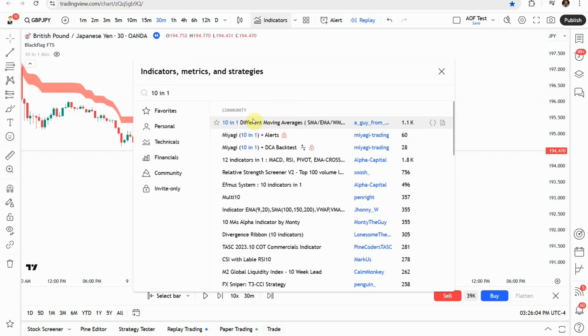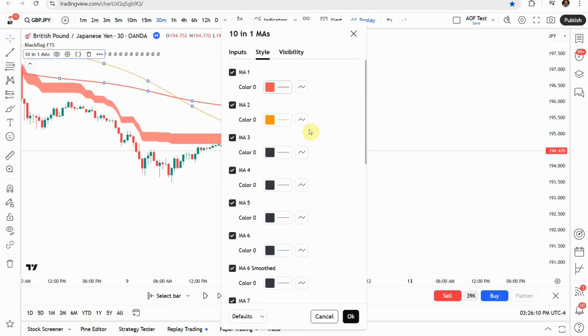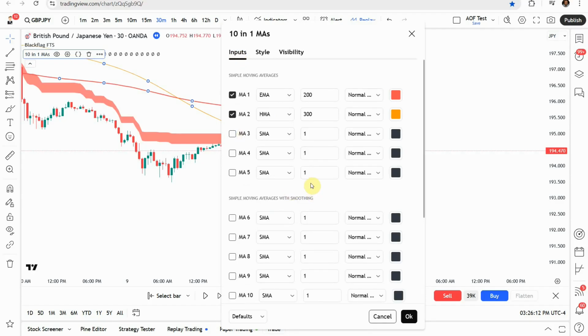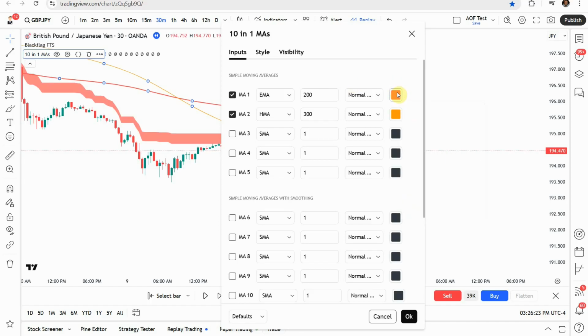The next indicator we will add to the screen is going to be the 10 in 1 different moving averages. This one right here. Go ahead and click on that one and add it to the screen. And again, we'll jump into the settings. And so what you'll do is the first selection right here, the MA1, keep it on EMA and keep it on 200 period. And you can make it whatever color you wish. It was on red on default, so that's what I left it on.